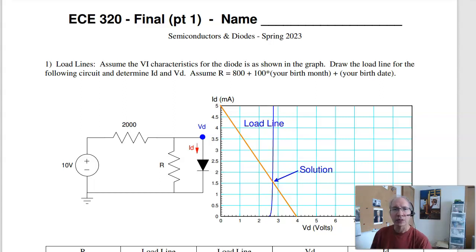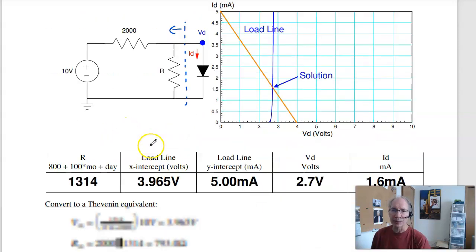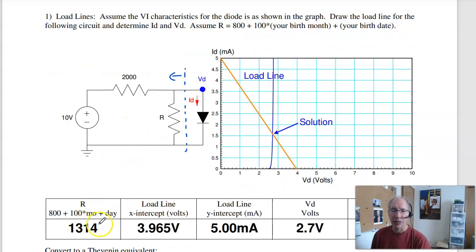To draw the load line, what I need to do is, at this point looking left, find the Thevenin equivalent. V Thevenin is R over 2000 plus R times 10. For me, R is 1314. And that gives you 3.96 volts right here.